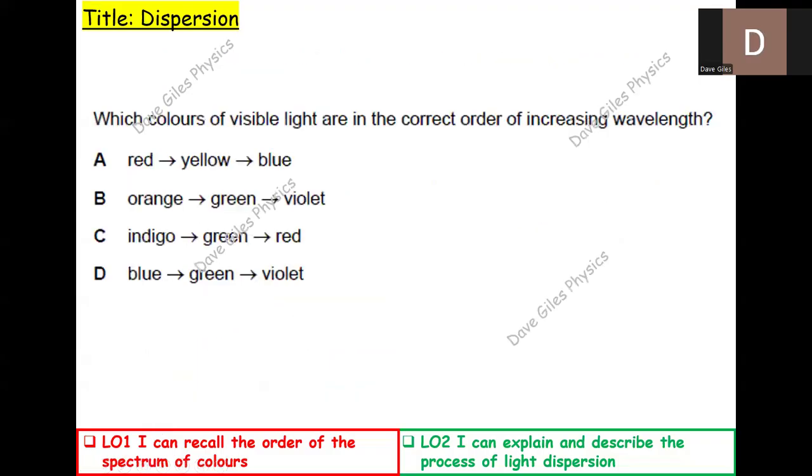Next question. Which color of visible lights are in the correct order of increasing wavelength? Okay, so the one with the shortest wavelength is the one at the end. So Roy G. Biv, if we think back to that, it's violet is the least. So you've got the shortest wavelength, then it's indigo. So it's going to start with indigo, then green, then red. So the answer is C.